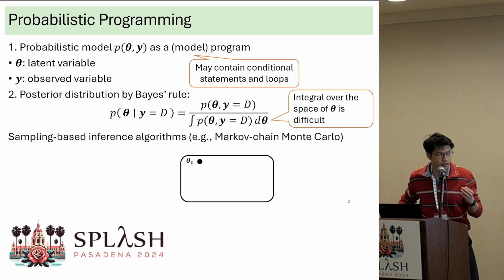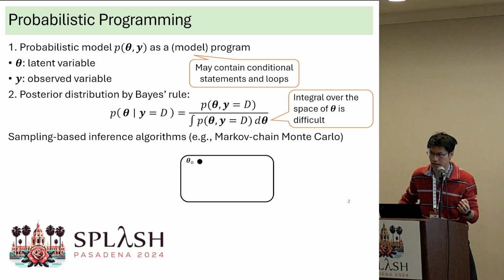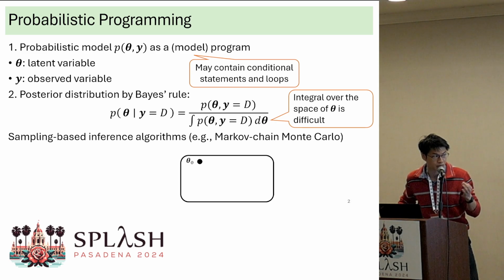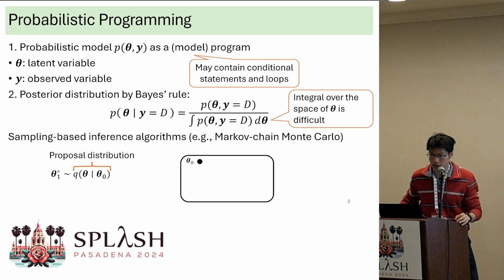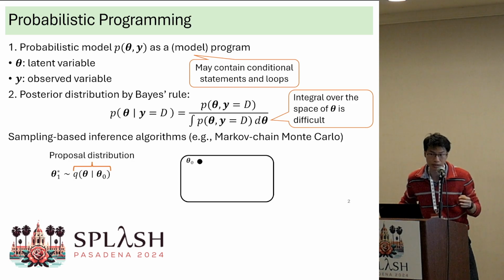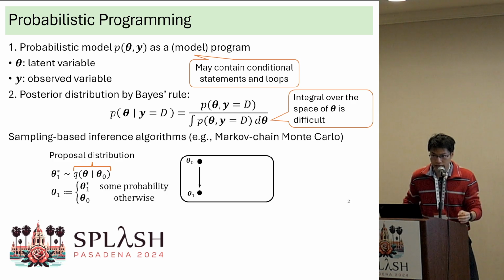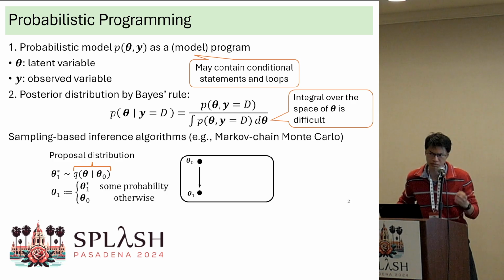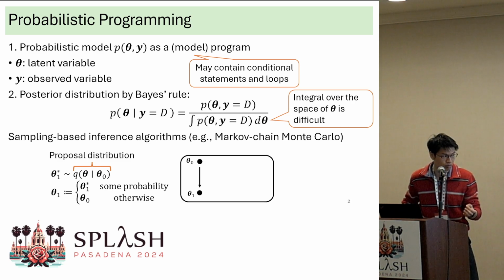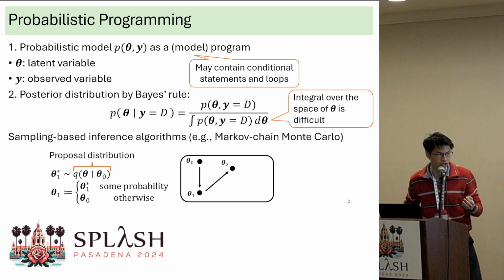It works by running a Markov chain that is carefully designed to converge to the target distribution. We start with some state, theta 0, on the slide, and we propose a new state, theta 1 star, by drawing a sample from a proposal distribution Q. We then probabilistically jump to this state with some probability, otherwise we stay in the old state. And we repeat this step many times. And the collection of samples drawn from this Markov chain serves as an approximation of the target distribution.